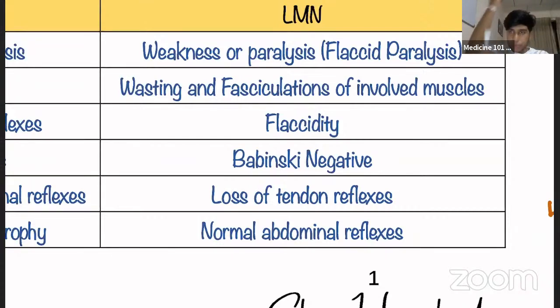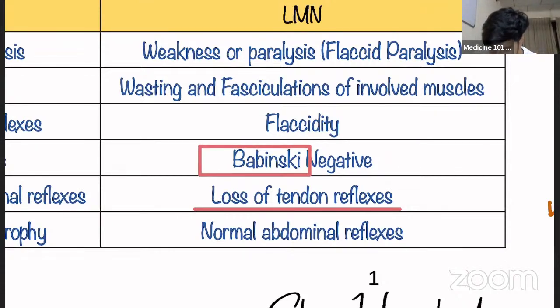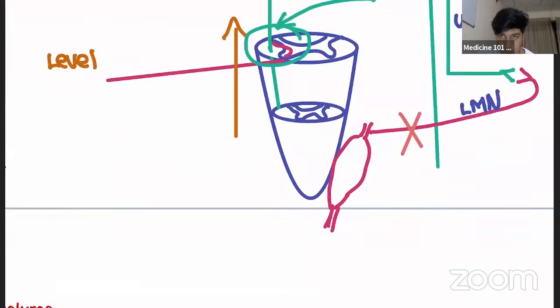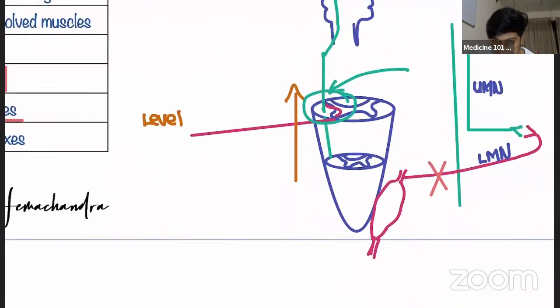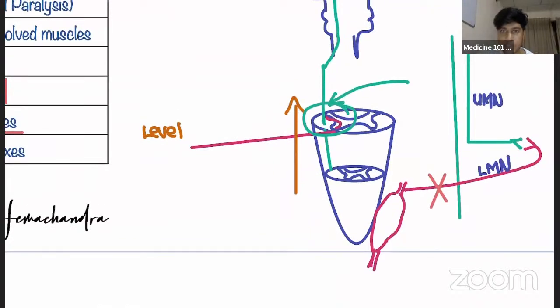And also, you know the hammer which you hit to check for the tendon reflex? That will show no reflexes, okay? Loss of tendon reflex. There's a table which you need to memorize in the PowerPoints. There's going to be loss of tendon reflex, okay? And there's something called the Babinski sign, okay? That is going to be negative. So understand that the second neuron which exits at this level will undergo this damage.